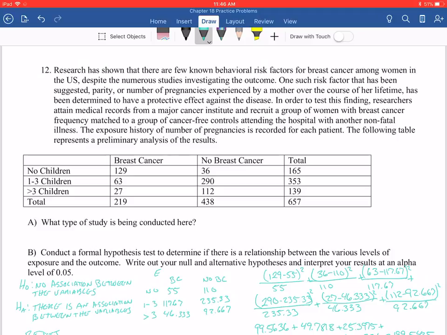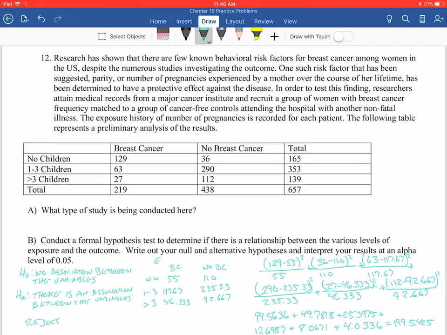So number 12, we have research has shown that there are few known behavioral risk factors for breast cancer among women in the U.S. despite numerous studies investigating the outcome. One such risk factor has been studied. Parity, or number of pregnancies experienced by a mother over the course of her lifetime, has been determined to have a protective effect against the disease. In order to test this finding, researchers obtained medical records from a major cancer institute and recruited a group of women with breast cancer frequently matched to a group of cancer-free controls attending the hospital with another non-fatal illness. The exposure history and number of pregnancies were recorded for each patient. The following table represents the preliminary analysis of the result.